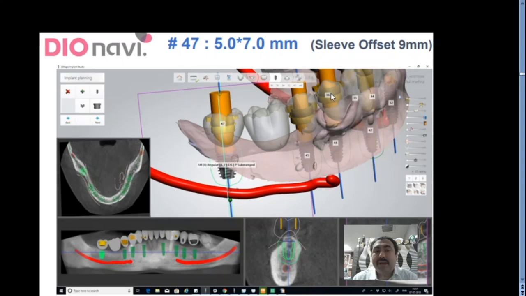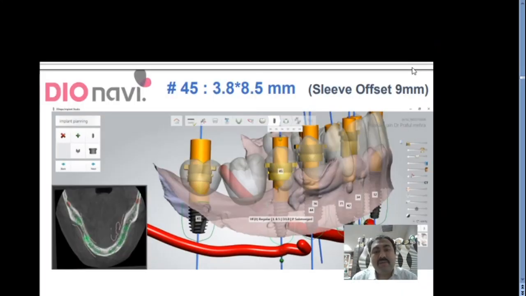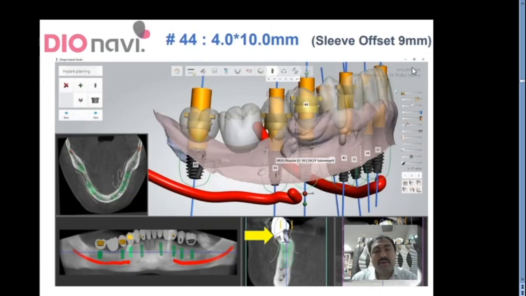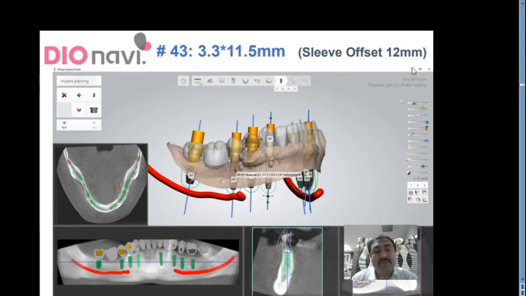Please note that whenever DioNavi sends you your planning, you can see at the top corner something mentioned as sleeve offset. This offset is already mentioned for all the implants that you are planning to place. So for 4 7, where a 5 by 7 Dio implant was planned, the sleeve offset is mentioned as 9 mm. Coming to tooth number 4 5 and tooth number 4 4, these three can be placed in one go. But we cannot place 4 3 immediately. This will be placed by guide 2 in the immediate implant scenario.